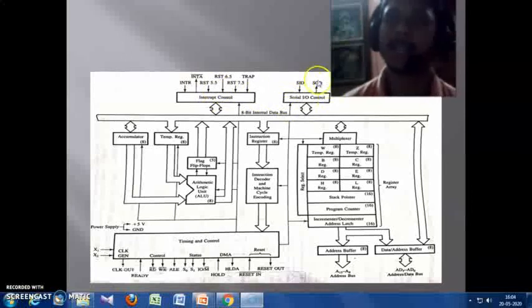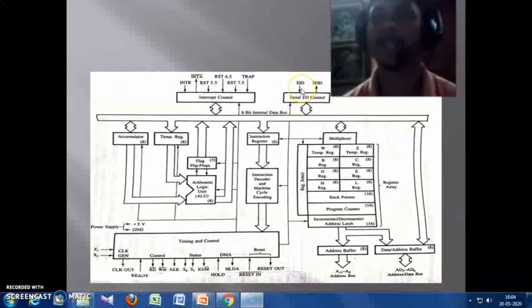And these are the serial IO control signals, that is SID and SOD. These signals are used for serial operations for input and output.